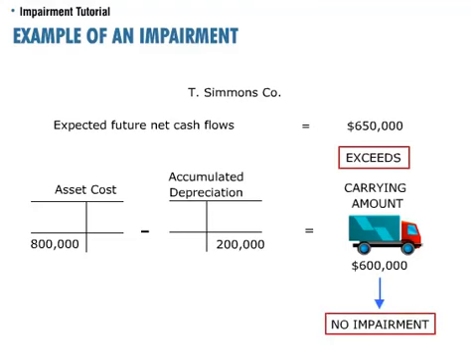The undiscounted future net cash flows must be less than the carrying amount for an asset to be deemed impaired and for the impairment loss to be measured. Therefore, T. Simmons Company will not recognize an impairment loss in this case.